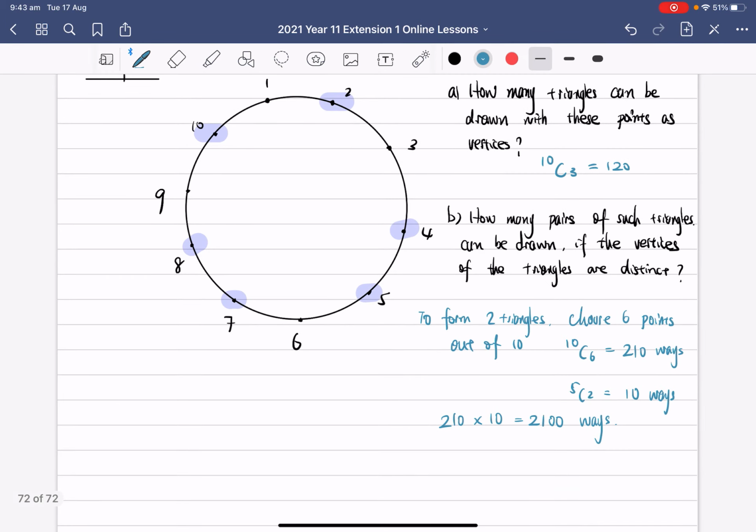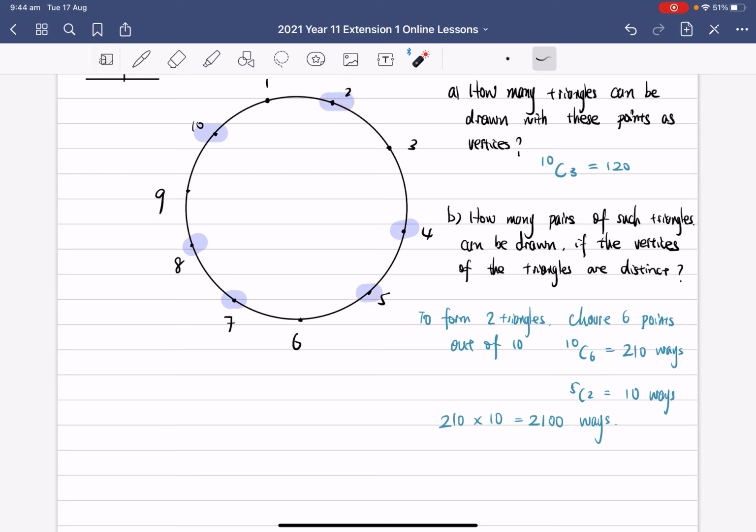Now, if a student still doesn't understand what's going on here, I'm going to explain one more time. The reason I need to have 6 points is because the vertices have to be distinct. Does that make sense? You can't use this point more than once. So that means we have to pick 6 different points.